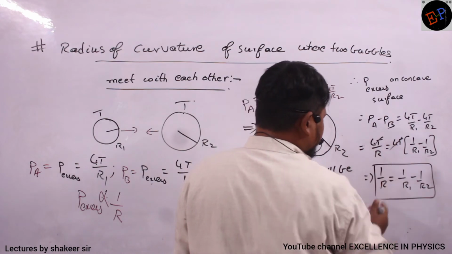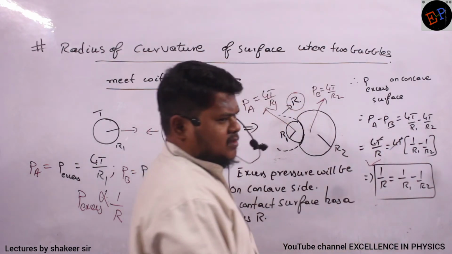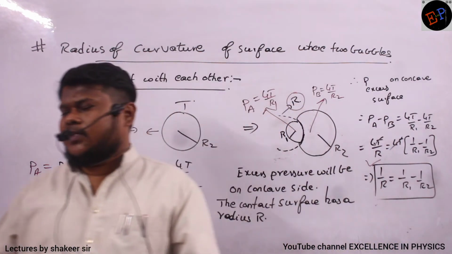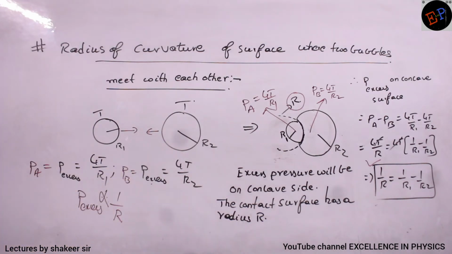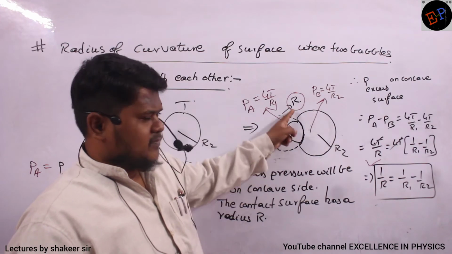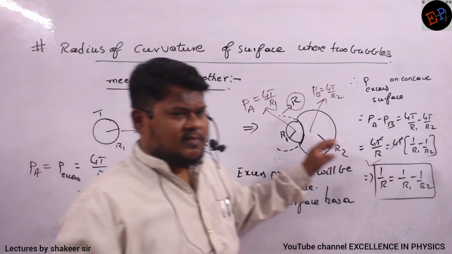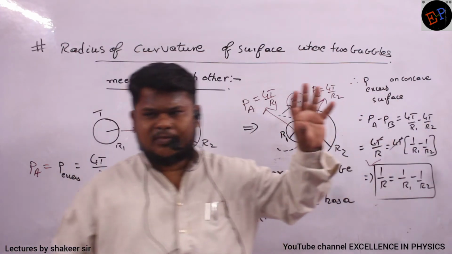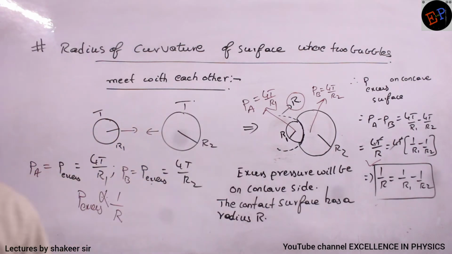So 4T gets cancelled. So this is the relation which I got: 1 by r equals 1 by R1 minus 1 by R2. What is r here? r is the radius of the contact surface. R1 is the radius of the smaller bubble. R2 is the radius of the bigger bubble. That's it. Clear? Right.